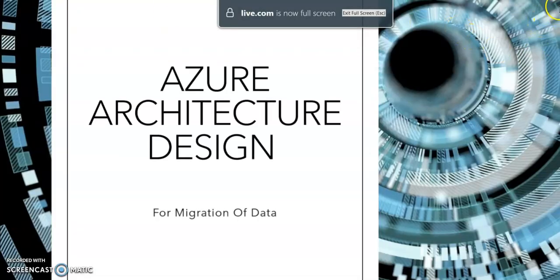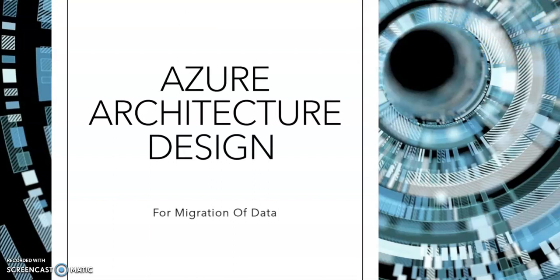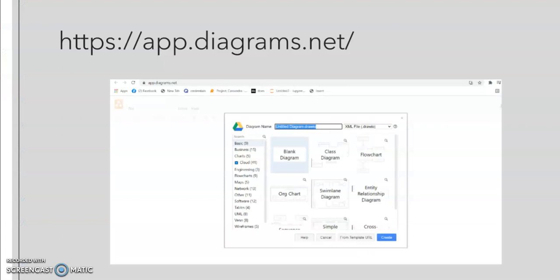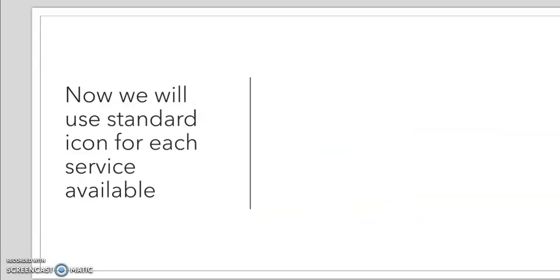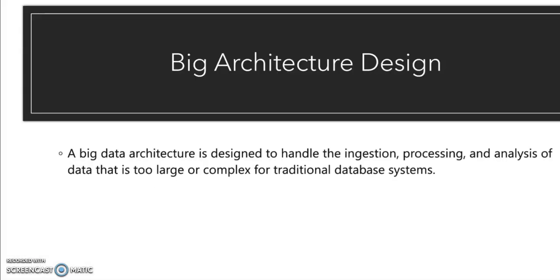Today we are going to deal with the Azure architecture design. Here, for taking the SVG pictures or icons, I have used app.diagrams.net, and in order to make a flowchart, I have used this app. We can use Visual Paradigm to make the flowchart or show how things go. So now we'll use standard icons for each service available. Those could be taken from the website app.diagrams.net. These are the basic ones which Azure provides us.